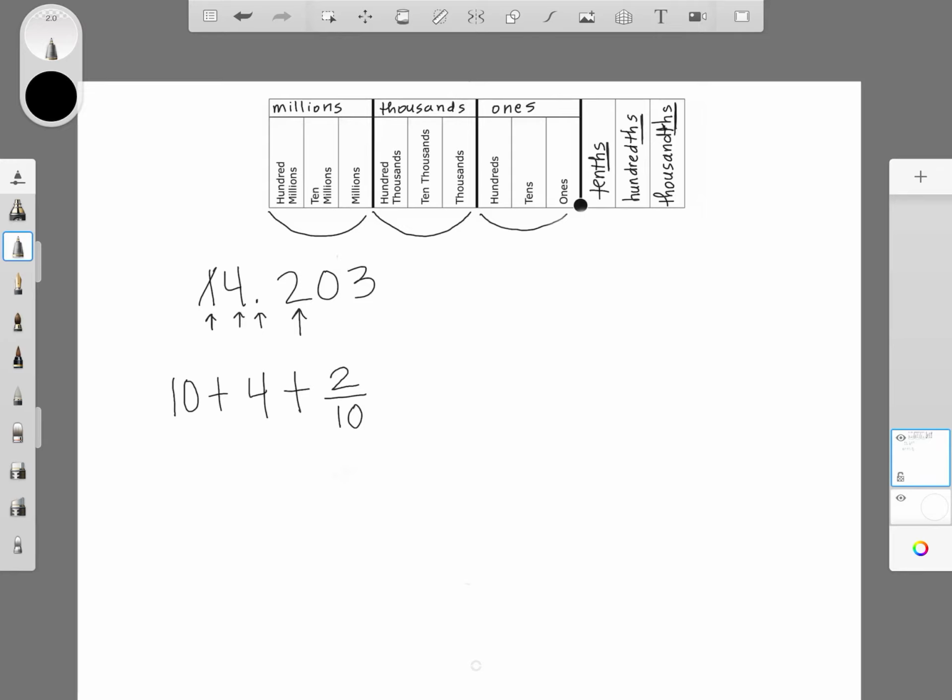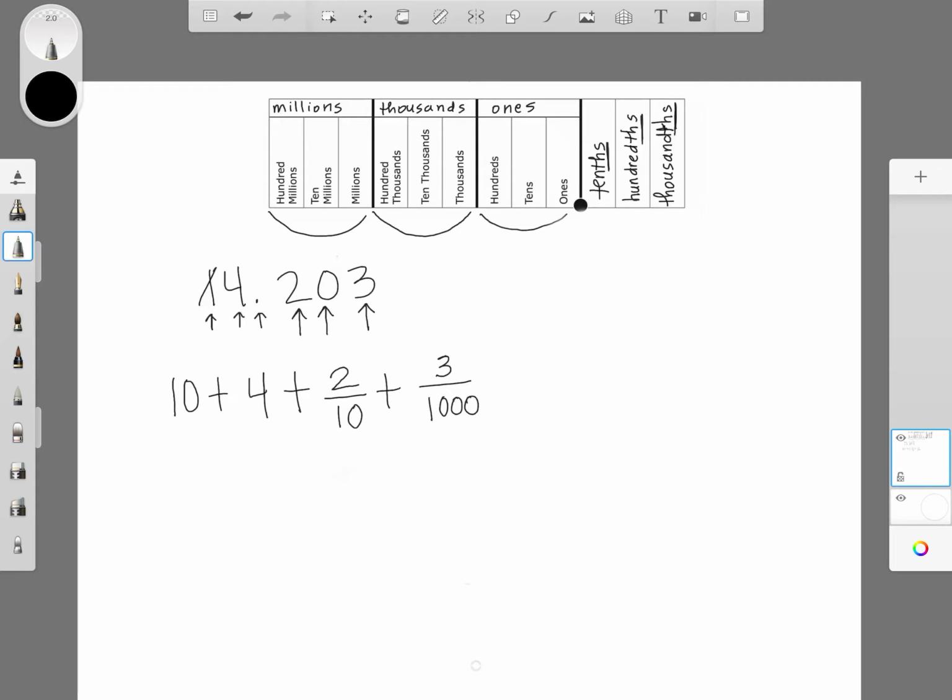So you can do 2 tenths plus, we look here, 0 is just a placeholder. When we're doing the expanded form, we don't put that. We look at the 3. The 3 is in the thousandths place, so that's going to be 3 thousandths. So that's one way.